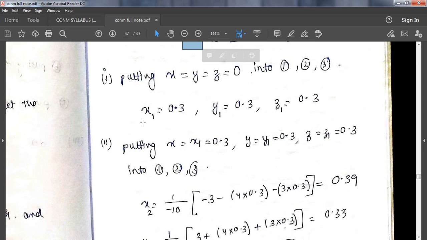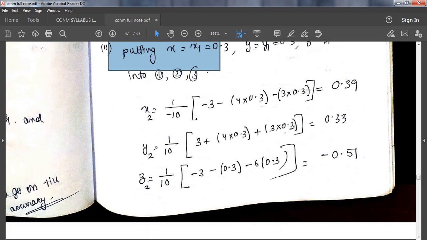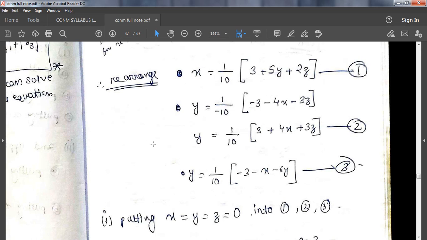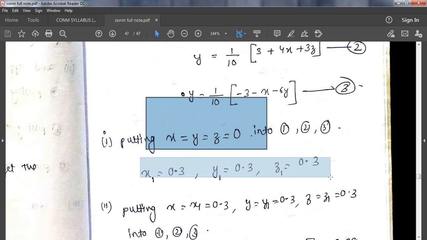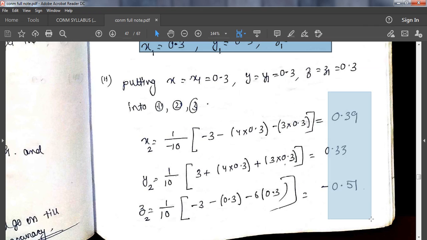So in the second iteration, I'm going to put the values again, and I'm going to find out my new x, y, and z. Initially I took x, y, z to be 0. I found this first approximated value. Then I took them and I found my second approximated value.